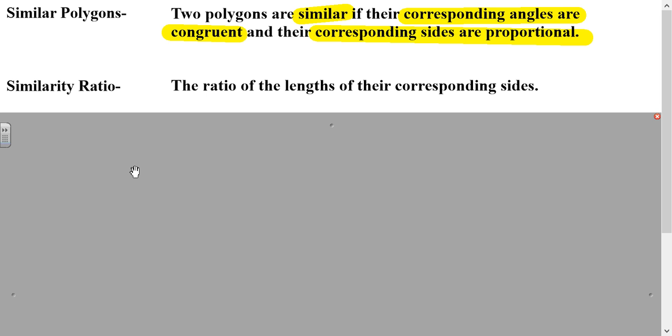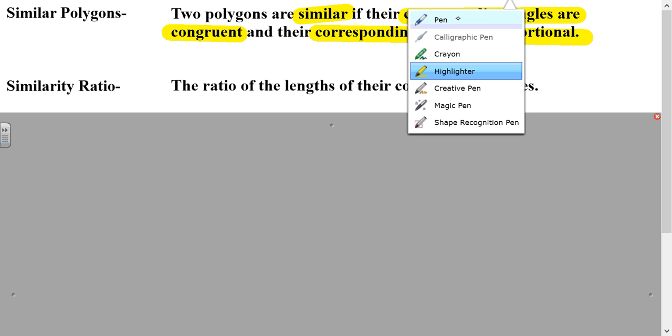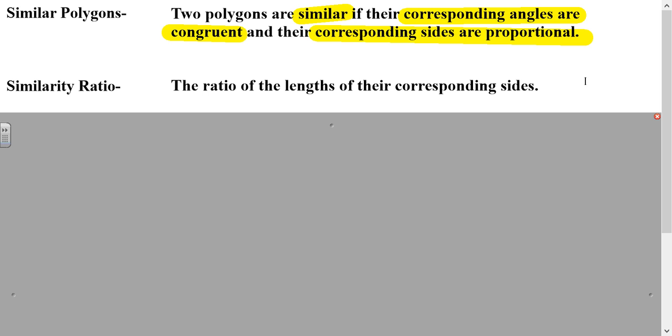Now, the similarity ratio is the ratio of the lengths of the corresponding sides of similar figures. So like when we were just talking about having a large triangle and a small triangle, here we'll draw one. We have a larger triangle and a smaller triangle. And this side is 6 and 3 and 4 and 2 and 2 and 1.